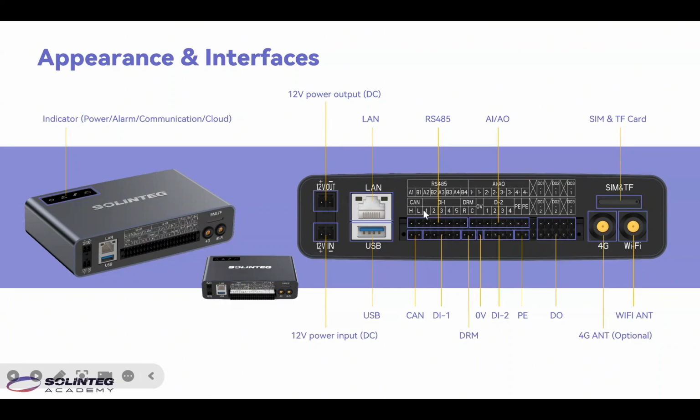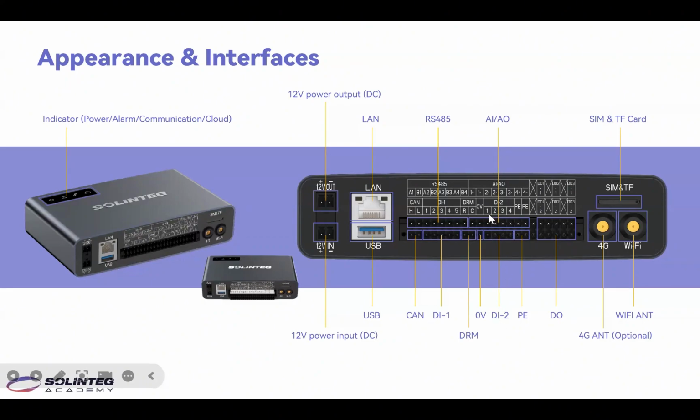Okay, we can see here are the 4 sets of RS-485, and here are the 4 sets of AO and AI, and here is the CAN communication. And here are 5 sets of DI, and here is the DRM. DRM is used for the power dispatching device. And here is a 0 volt, and the 0 volt is a common port for the digital input. It can be used to create a circuit loop with the digital input.